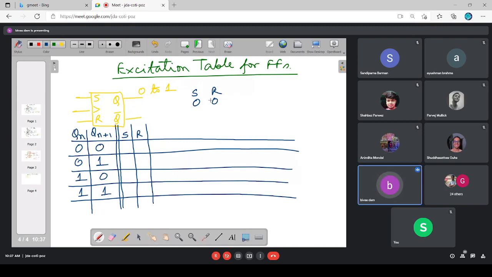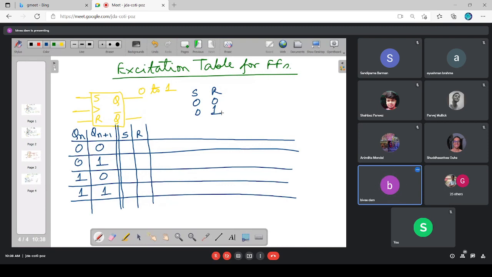Okay, so I may arrive at the logic 0 output from the last logic 0 output itself, either by continuing with the previous state or by resetting the memory. Is it not? Yes, sir. So that means this 0 0 is for continuing the previous state and 0 1 is for resetting the memory. That implies that my S must be 0.